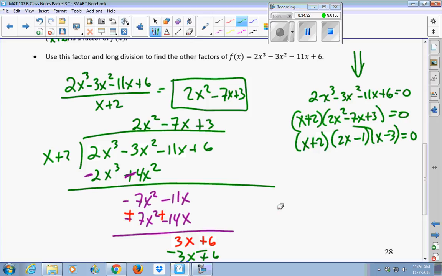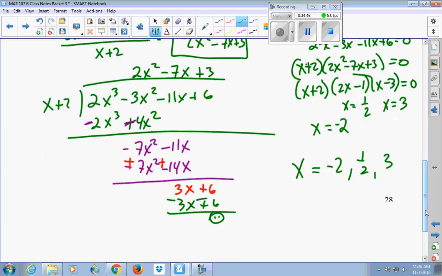So what are my 3 zeros? Well, I know one of them is -2. This one is 1/2, and this one is 3. So my 3 zeros are -2, 1/2, and 3. And if you were working in my math lab, they'd ask you to put that in a solution set like this. Those are the 3 solutions to that equation.